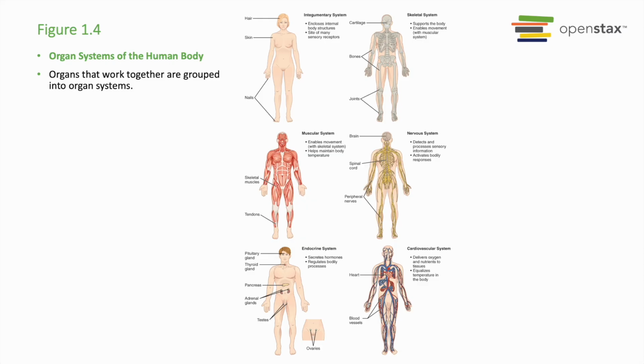The cardiovascular system delivers oxygen and nutrients to the tissues, as well as equalizes temperature in the body. The cardiovascular system includes the heart and blood vessels.